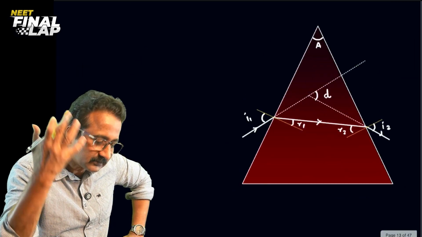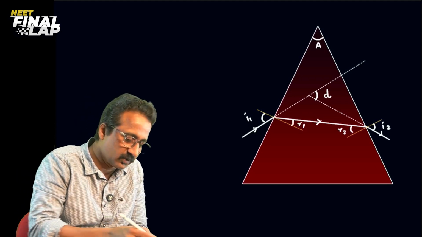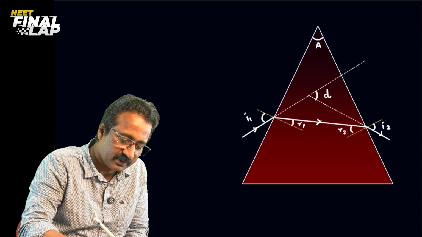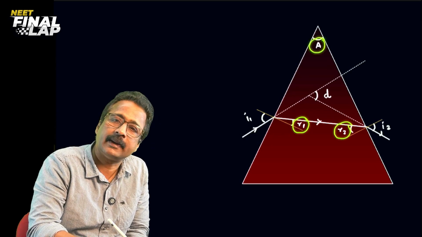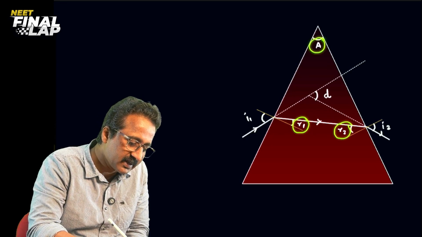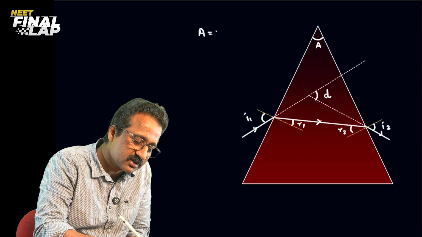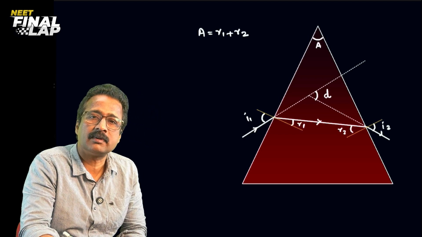Okay. Now, let me give you some list of equations here without derivation. We don't have time for derivation here. Remember, there are certain equations you must always remember. One is a relation connecting R1, R2, and A. However light passes through the prism, between these three angles there is always a relationship. This is some equation that you must always remember. A is equal to R1 plus R2.